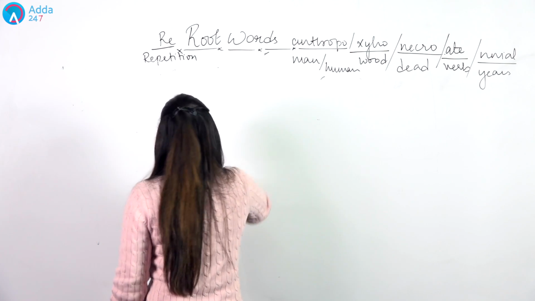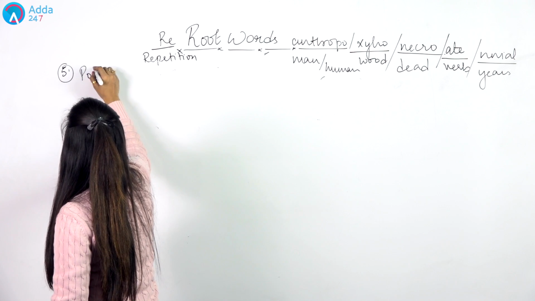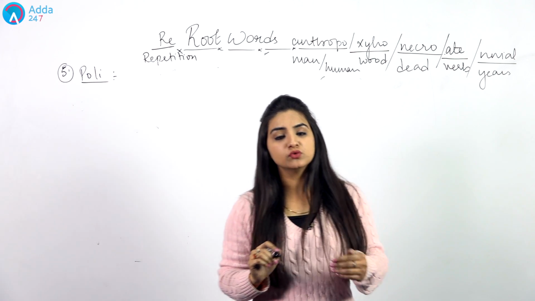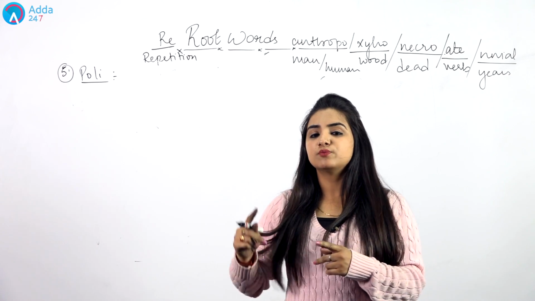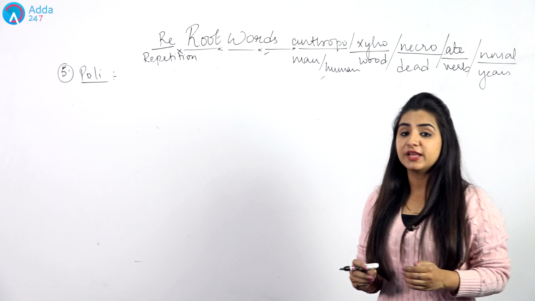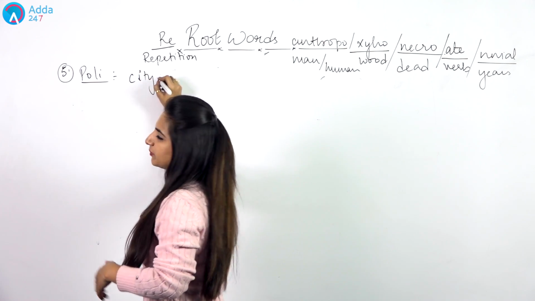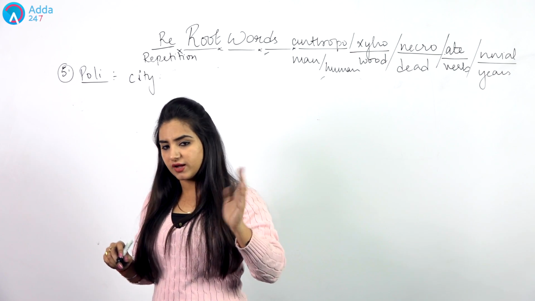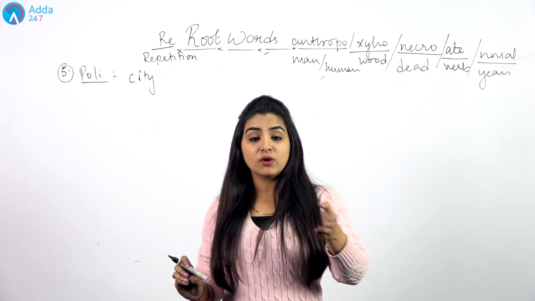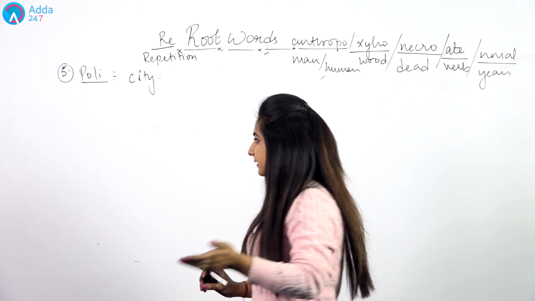With this we come to the fifth root word, and that is P-O-L-I. When I say P-O-L-I, please do not confuse it with P-O-L-Y because both have different meanings. P-O-L-I is related to the city or the development or improvement of the city. But when I say P-O-L-Y, this talks about many or more than one, right?